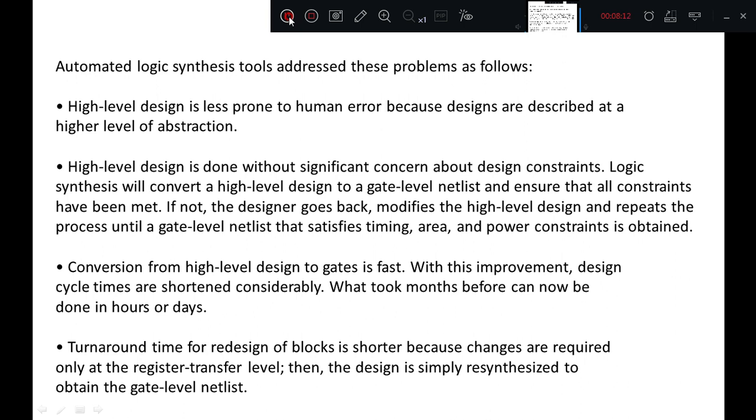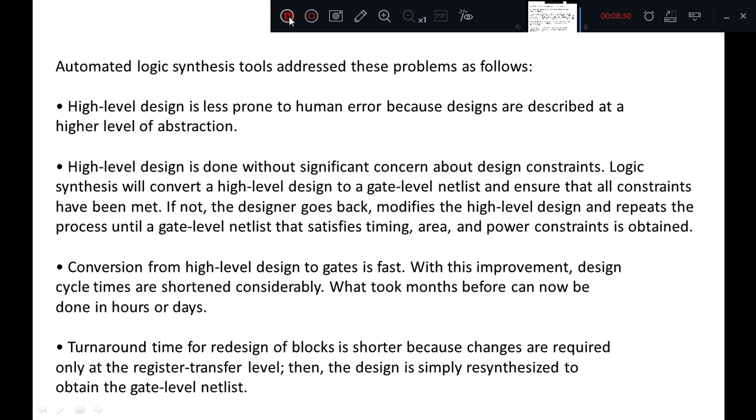Earlier it was done manually. Now with automated logic synthesis tools, design time becomes fast, or it takes less time to complete. What took months before can now be done in hours or days.